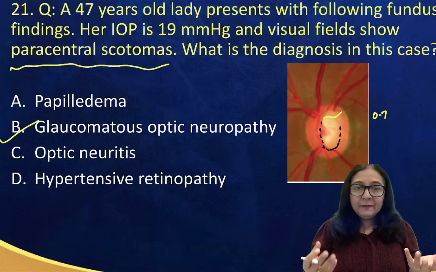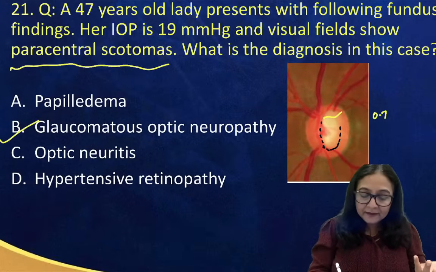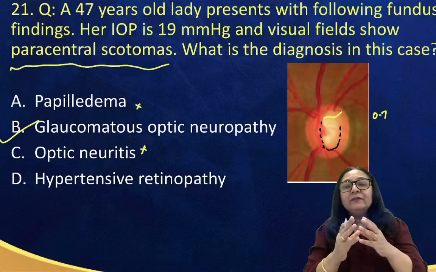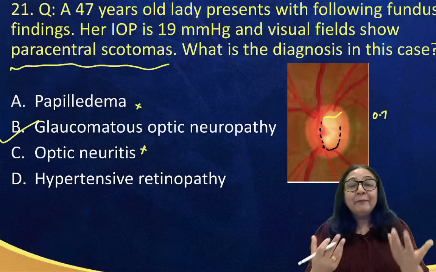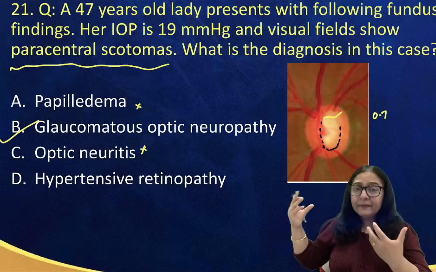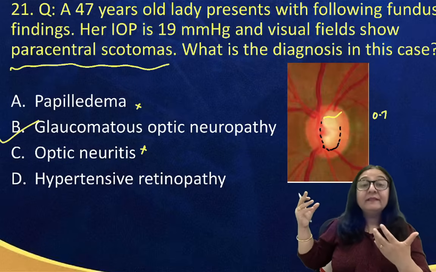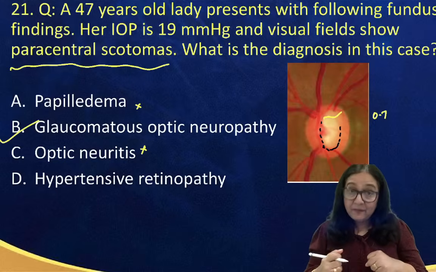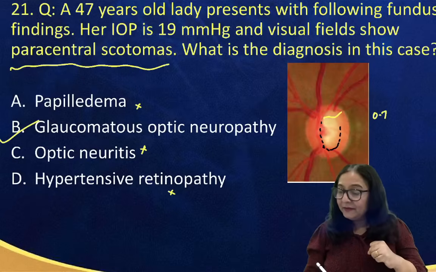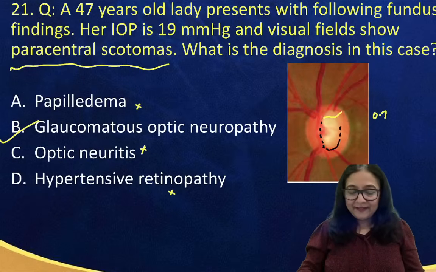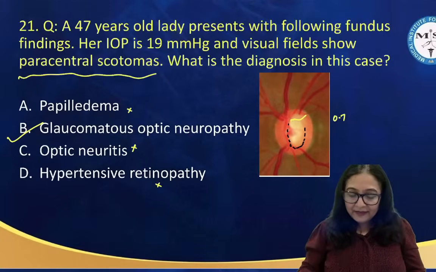Similarly, in optic neuritis, there will be the same kind of appearance, blurring of the disc margin and no cup. Hypertensive retinopathy. If there are optic nerve changes, they are again in the form of disc edema. So these are not the indications. All right, got it, bache? Great. Moving on to the next question.